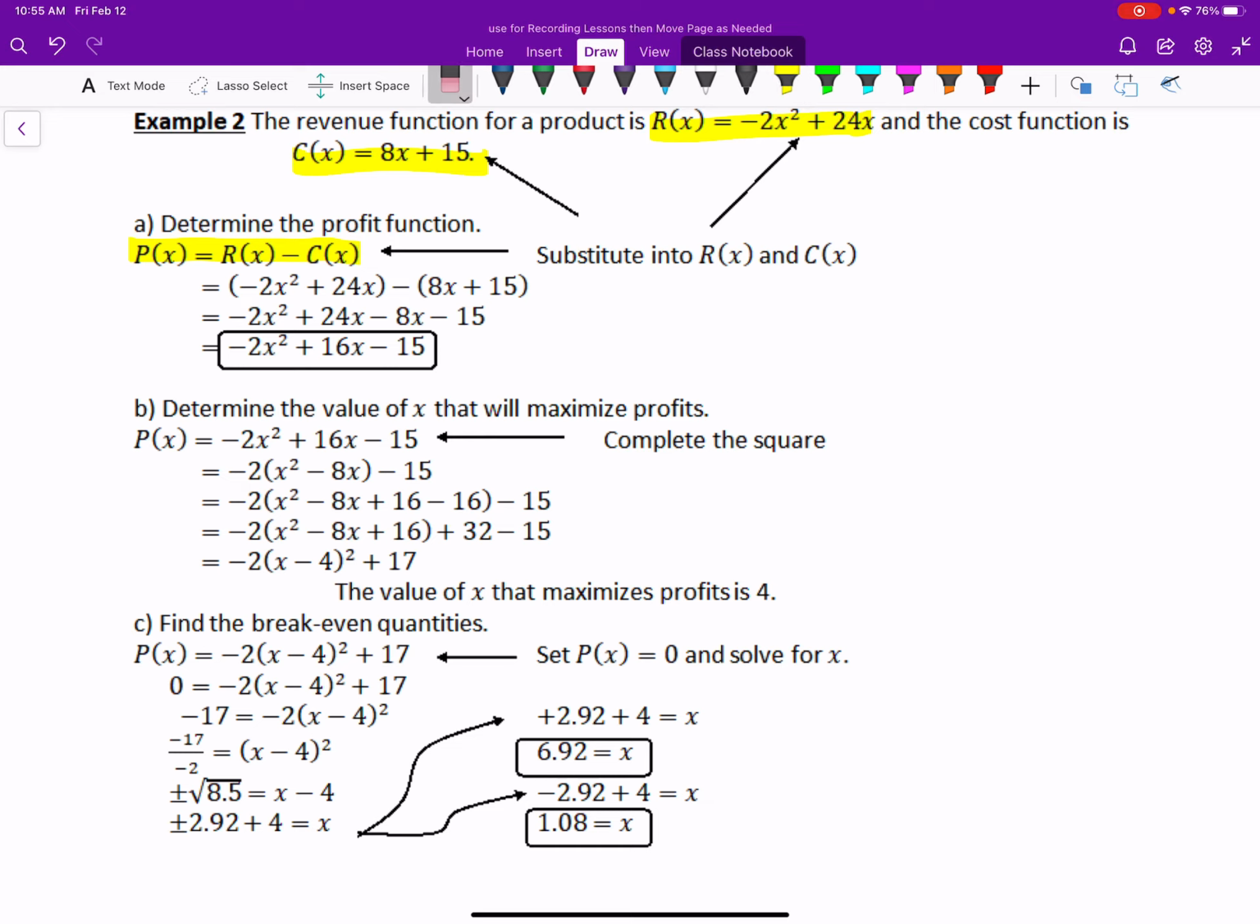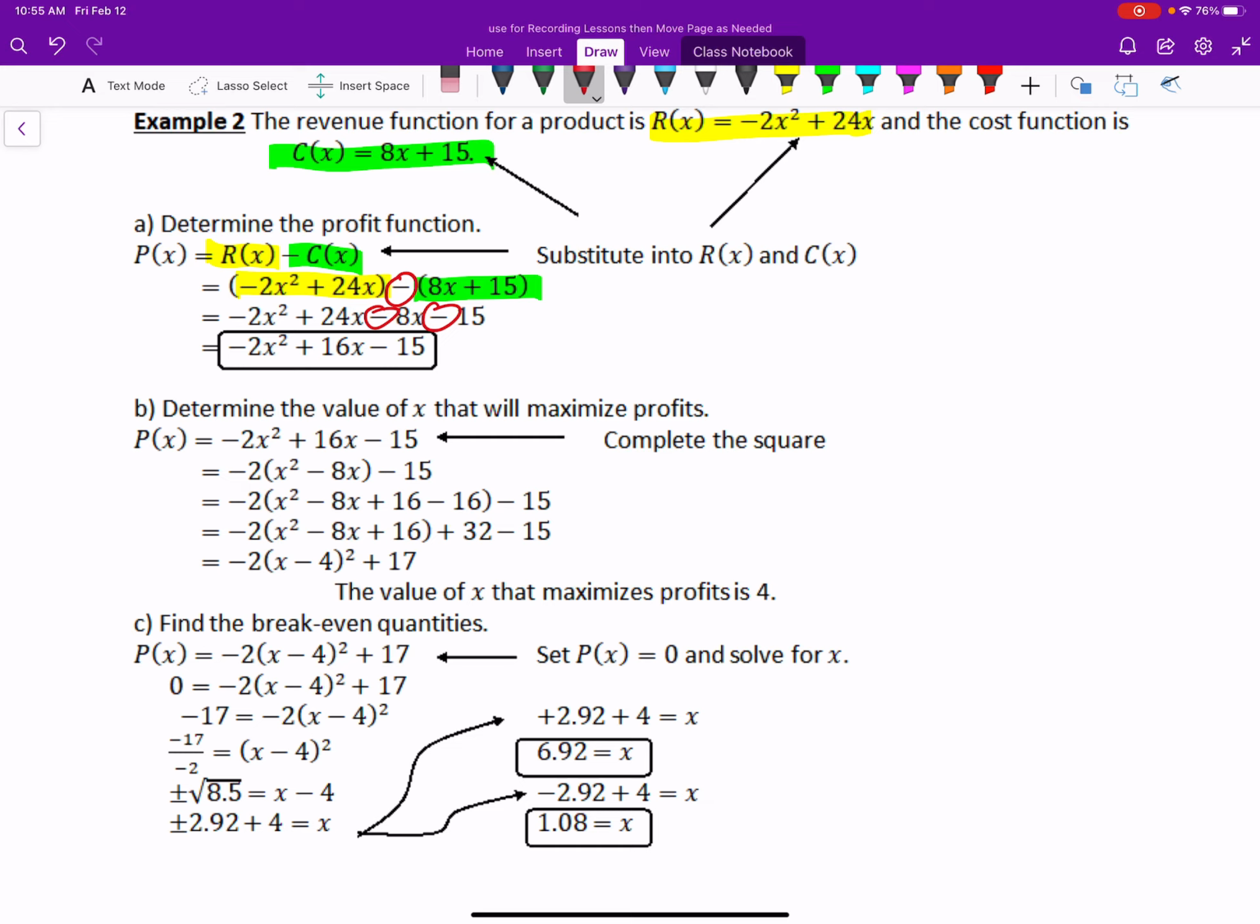Let's use a different color here. So let's do cost in green. So profit is going to be the revenue minus the cost function, right? So cost was 8x plus 15. Revenue was negative 2x squared plus 24x. We're subtracting them, which means that when I subtract this second bracket, the signs are going to change to negative 8x minus 15. When I collect my like terms, I just got a new function that's a quadratic, negative 2x squared plus 16x minus 15.